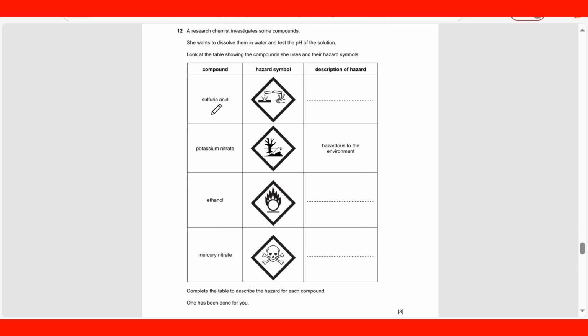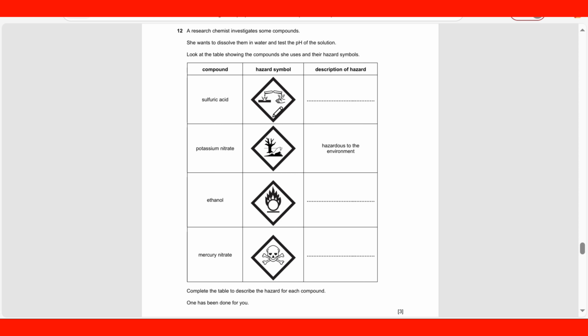Now we are in question 12. A research chemist investigates some compounds. She wants to dissolve them in water and test the pH of the solution. Look at the table below showing the compounds she uses and the hazard symbols: compound, sulfuric acid, hazard symbol, and description. Potassium nitrate, this is done for you, hazardous to the environment. Ethanol, and then mercury nitrate. So you have to fill in the 1, 2, 3 blank slots.